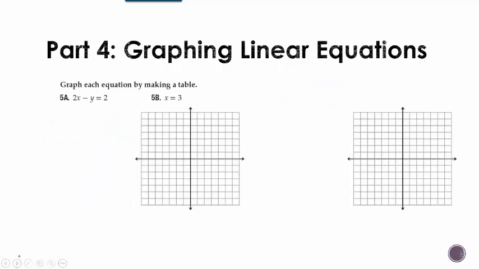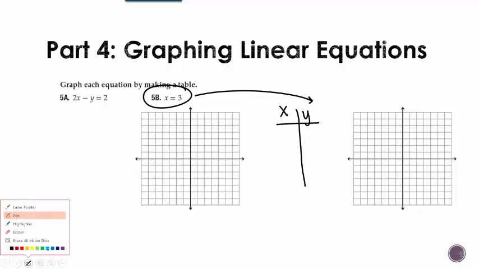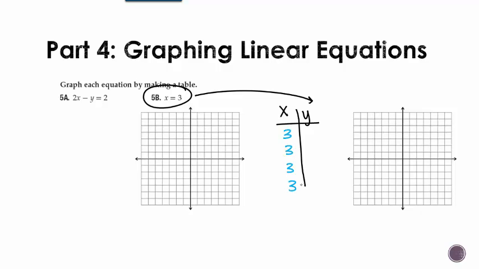Now, the other way you can graph things is by making a table. I would suggest that you just use the intercepts, but let's try one like this. This one's a little tricky because it doesn't have an x and a y in it. It only has an x. So if I were to make a table of this, usually we plug stuff in for x, but this equation tells me that x always has to equal 3, that it can't equal anything else. And it doesn't matter what y is. I could make these up all day long because x is always 3.